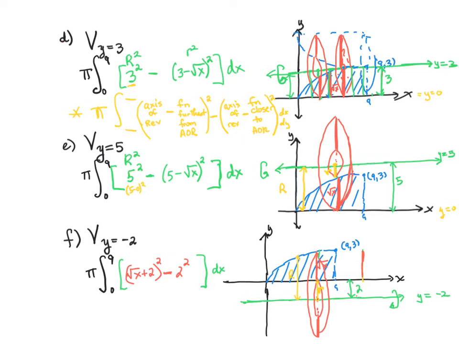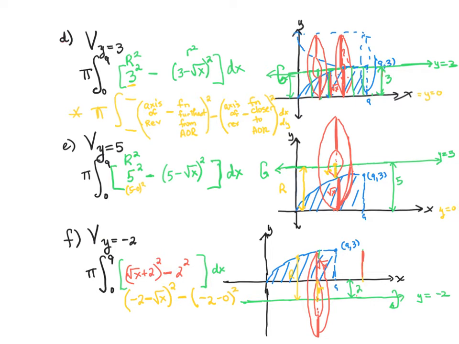Now let's look at F. This one works the same way. It's the axis of revolution, which is -2, minus the curve furthest away from the axis of revolution. Because y equals -2 is below, the curve furthest away is root x, squared, minus the axis of revolution, which is -2, minus the curve closest to the axis of revolution, which is just the x-axis, y equals 0, squared.